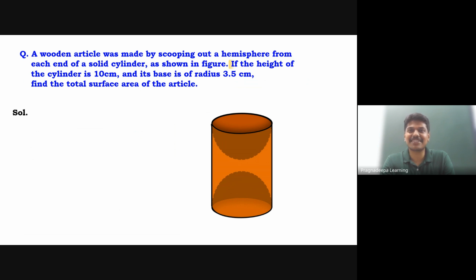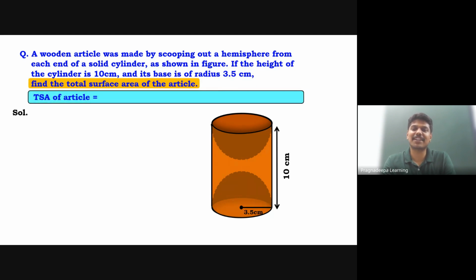So the height of the cylinder is 10 centimeter and the radius of its base is 3.5 centimeter, which is same as the radius of the hemisphere too. So you have to find the total surface area of this article. Means the first thing that should come to our mind is the curved surface area of the cylinder plus the two curved surface area of the hemisphere.